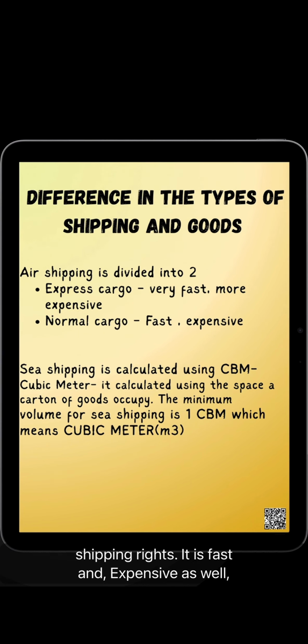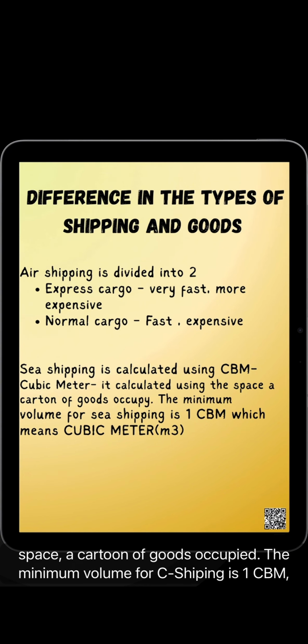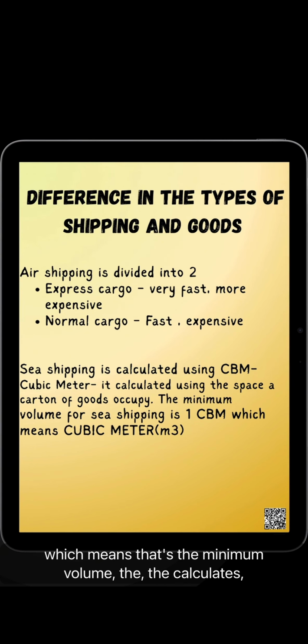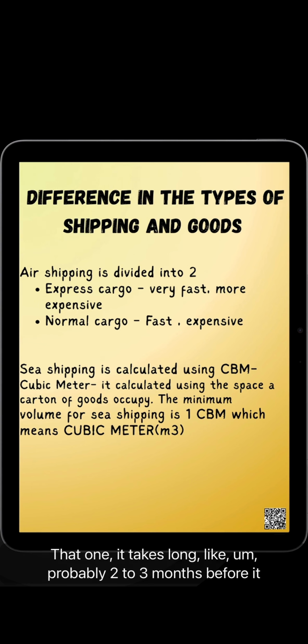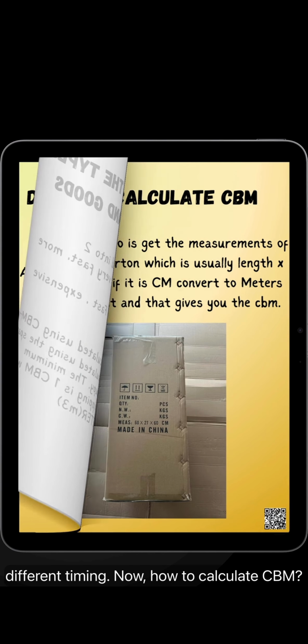While sea shipping is calculated using CBM, which I said the other time, cubic meter, and it is calculated using the space a carton of goods occupies. The minimum volume for sea shipping is 1 CBM, which means that's the minimum volume they calculate, which is 1 CBM, and it is cubic meter, which is M3. That one takes long, like probably 2 to 3 months before it arrives at your destination. Different companies, different countries, different timing.